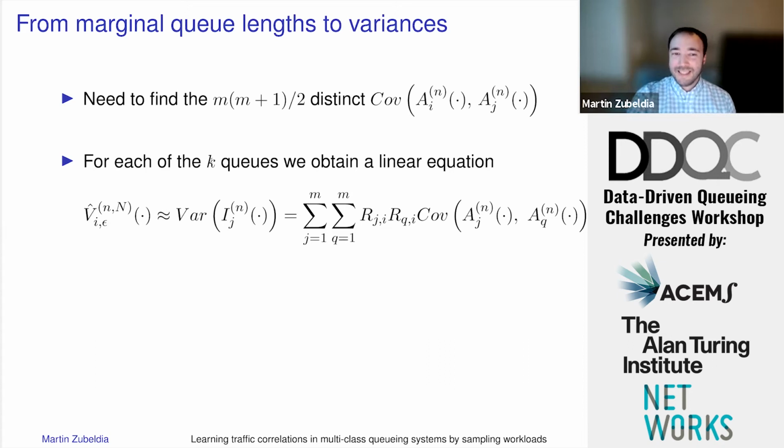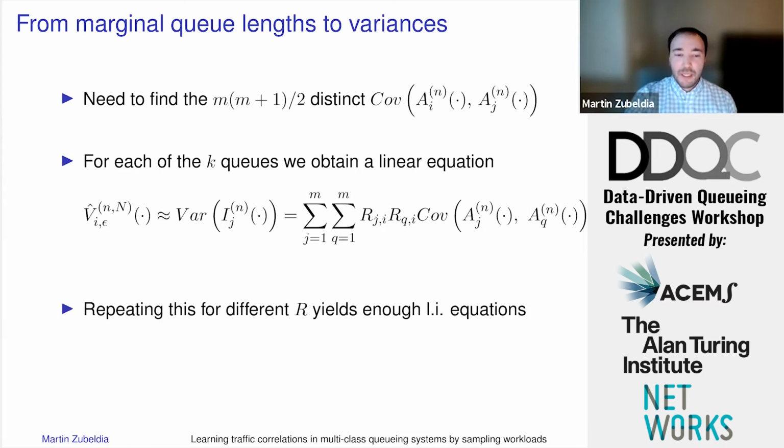But we won't have enough equations, right? We might have way more different functions. So we might need to repeat for different routing matrices. And these have to be picked in a particular way so that we have enough linearly independent equations. Then if we repeat this estimated Q length for different routing matrices, we obtain more of these linear equations, and we can finally find the whole covariance matrix.